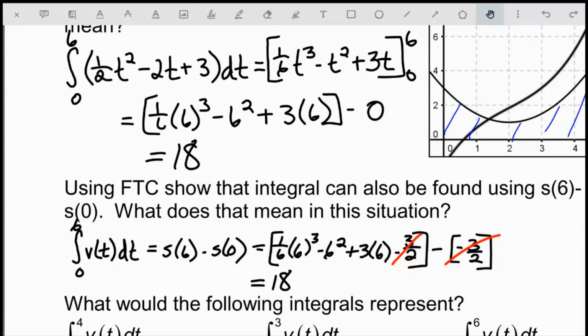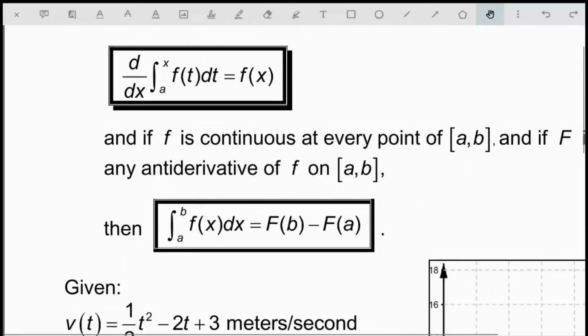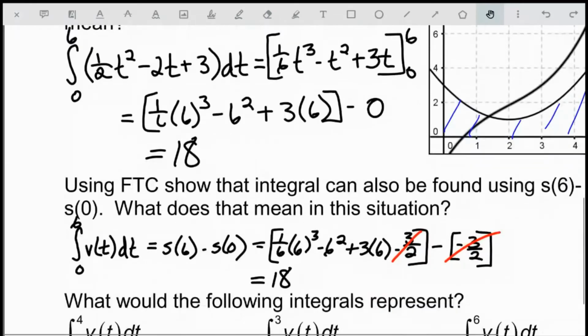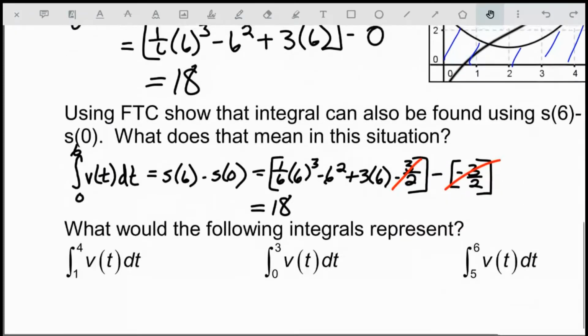That's why we don't write the plus c when we do definite integrals, and that is why when the fundamental theorem of calculus says any antiderivative, it's because all of the terms with a t are going to be the same. The only thing that changes to make it from a single antiderivative into any antiderivative is that then we have a plus c there.